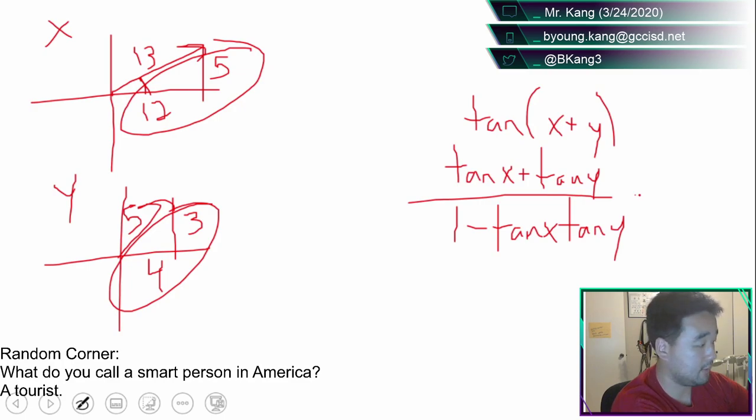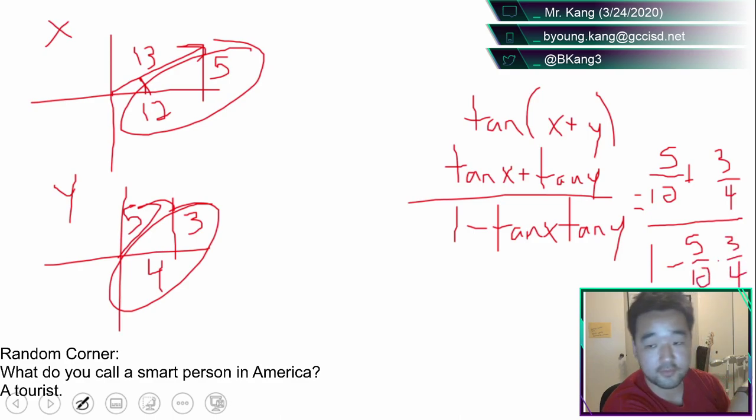So you end up with 5 over 12 plus 3 over 4 divided by 1 minus 5 over 12 times 3 over 4. And you've got some simplifying work to do there. But okay.